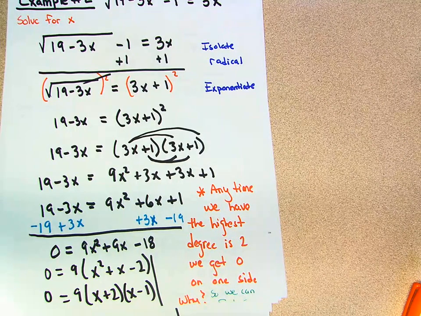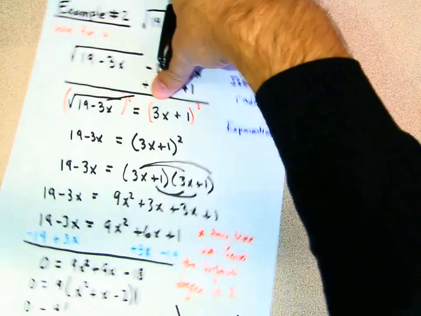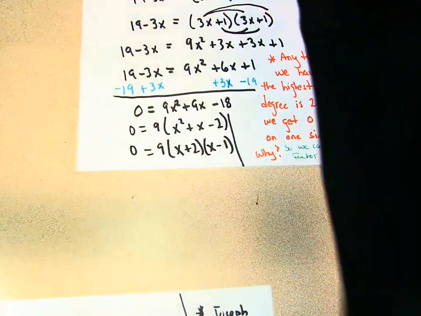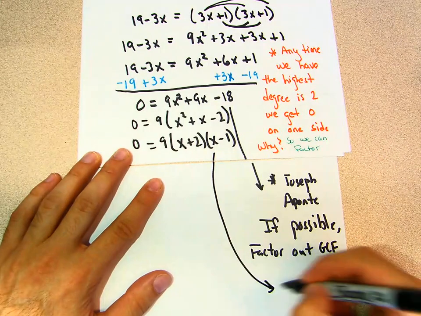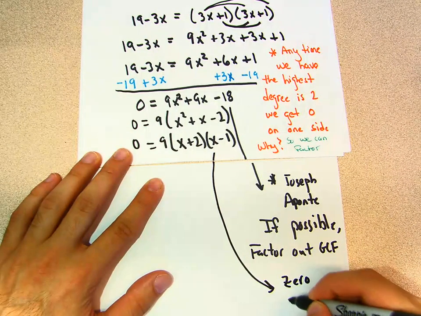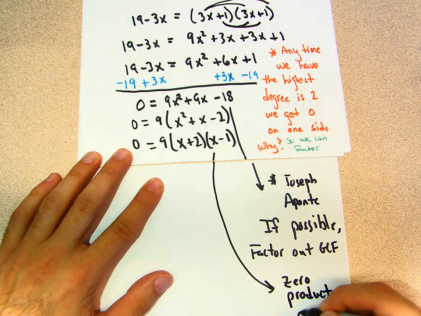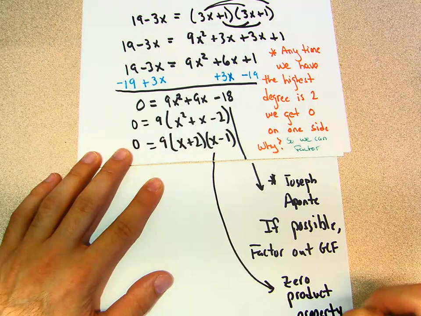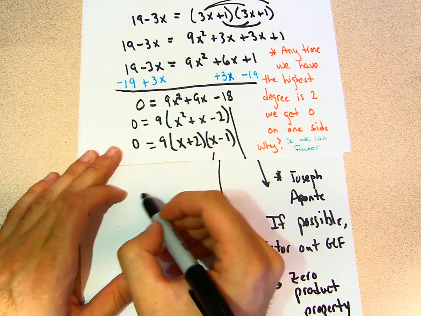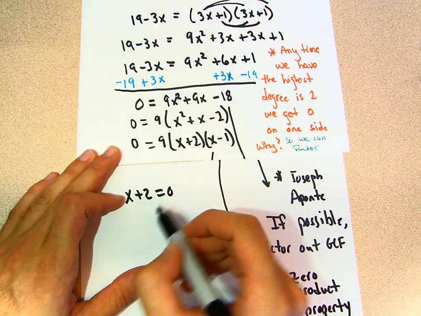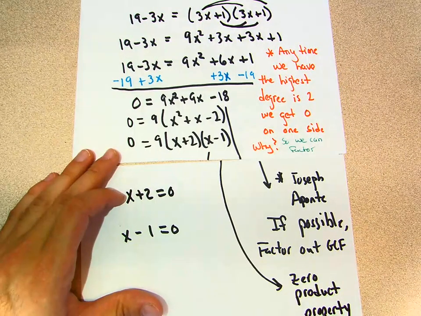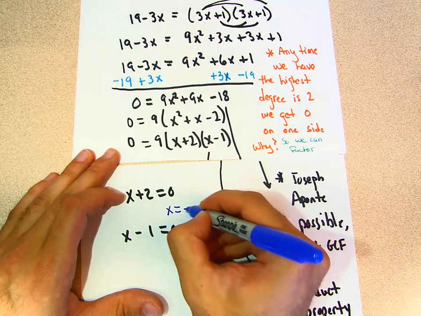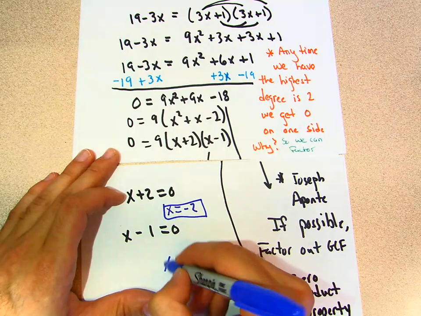So then what happens here? Once we have this, what move can we use? Now this one is zero product property, right? We can say x plus 2 equals 0, x minus 1 equals 0, okay? And then what do you get? X equals negative 2, x equals 1.